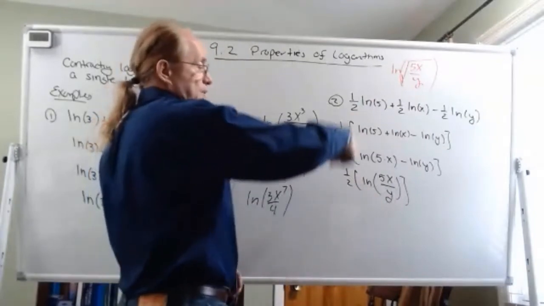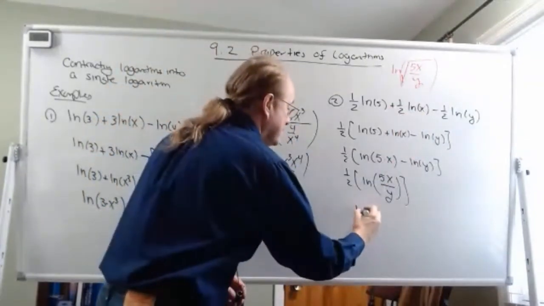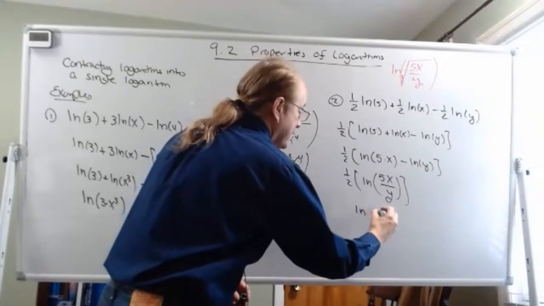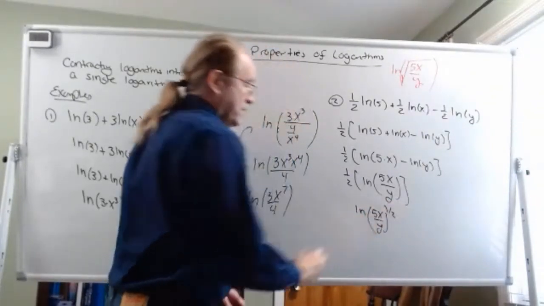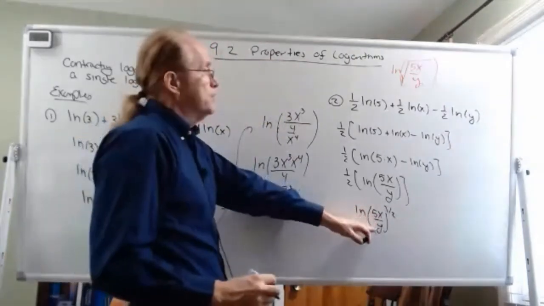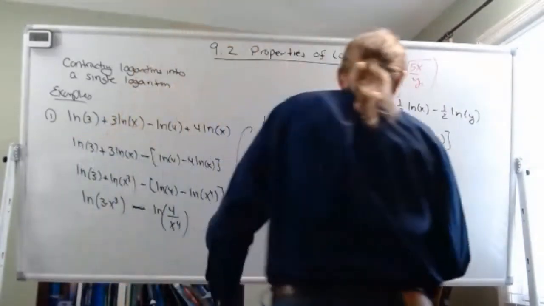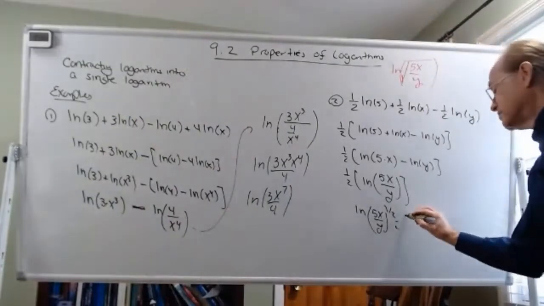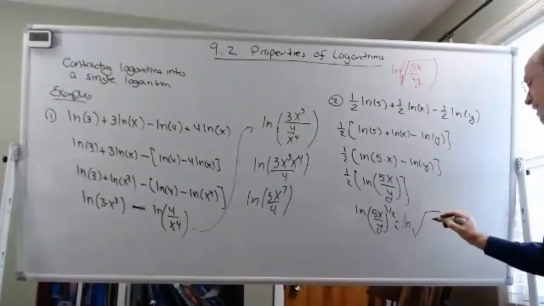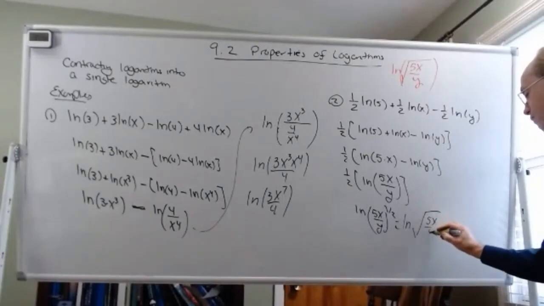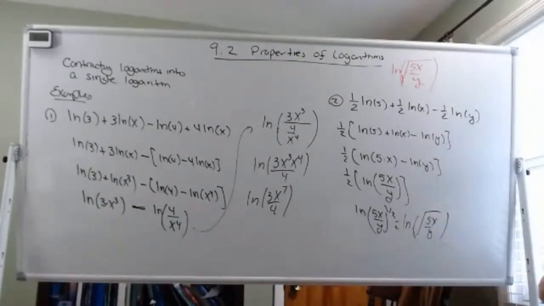So the difference here turns into a division here. That 1/2 is out front, so I can bring that up above. The natural log of 5x over y to the 1/2 power. But 1/2 is nothing more than the square root exponent. That just becomes the natural log of the square root of 5x over y. That's all it is.